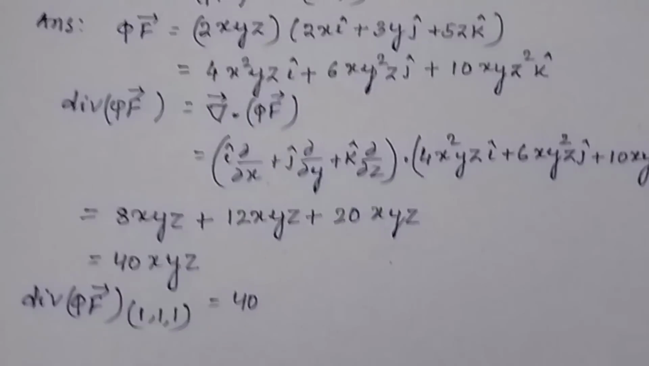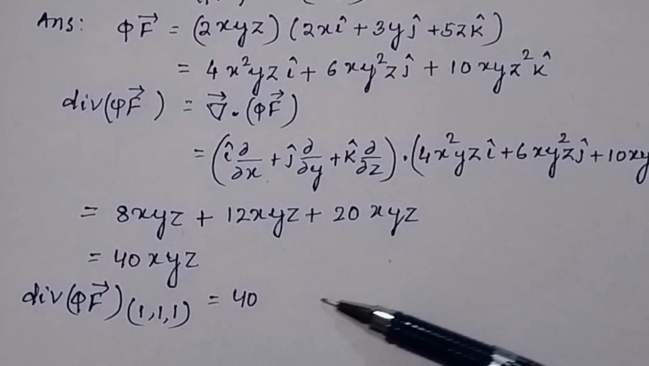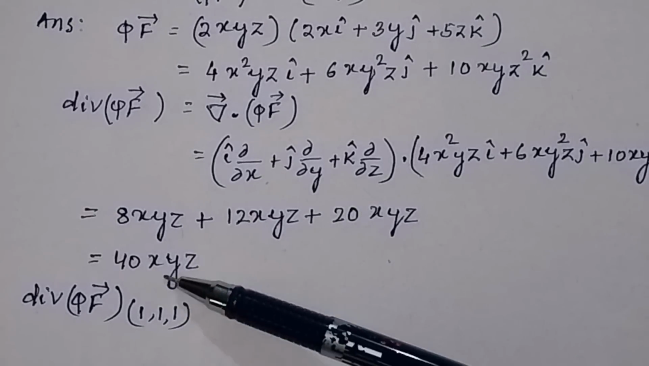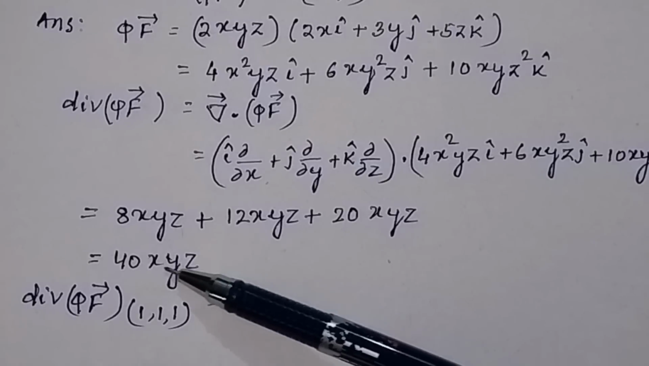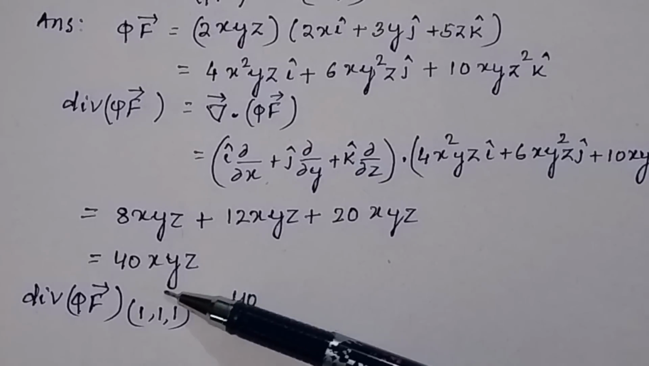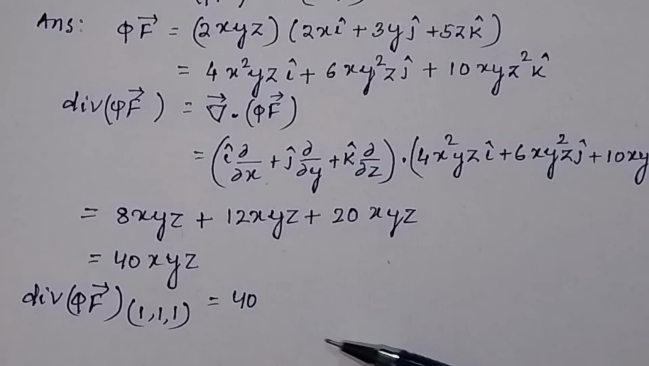So the divergence of the vector phi f at the point (1, 1, 1) will be equal to, if you put x equal to 1, y equal to 1, and z equal to 1, then the divergence will be equal to 40. In this way you can find out the divergence of any vector using the del operator.